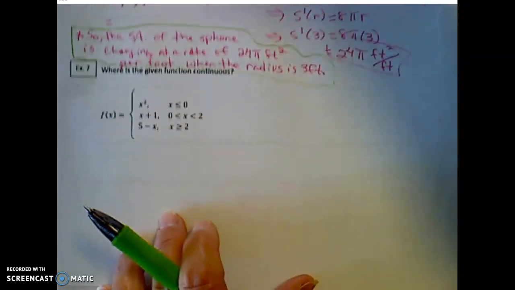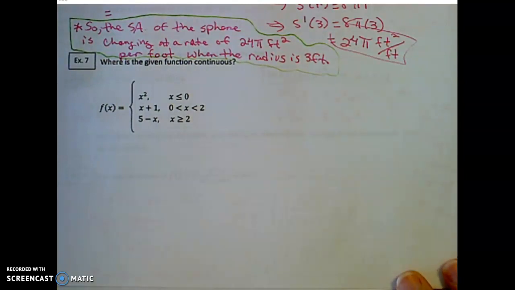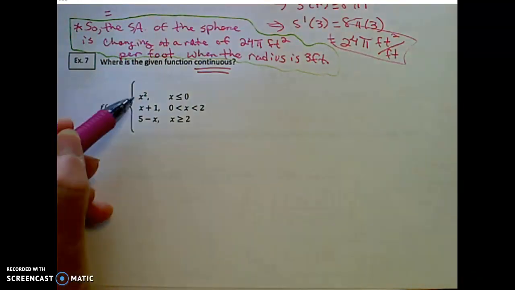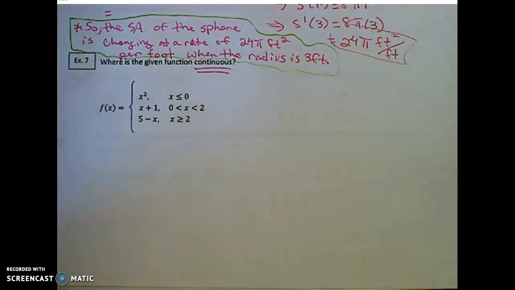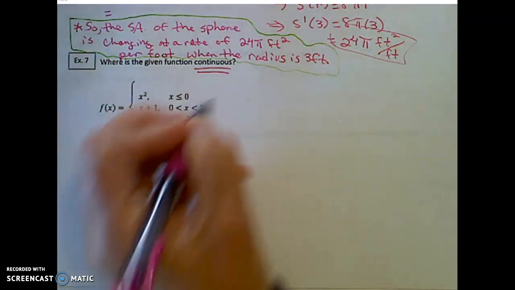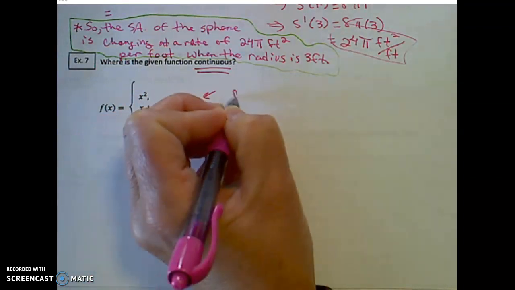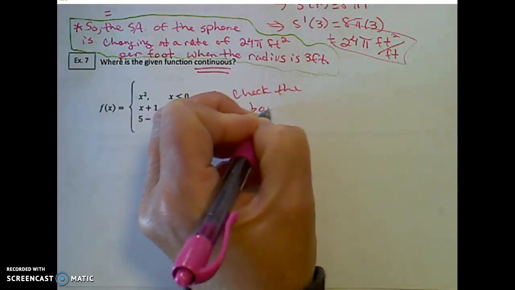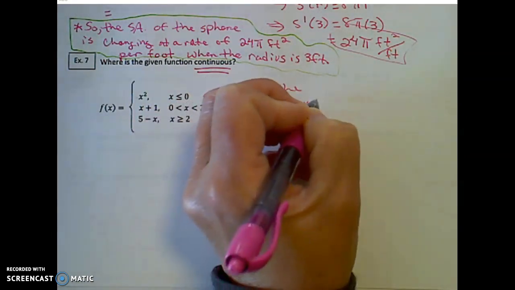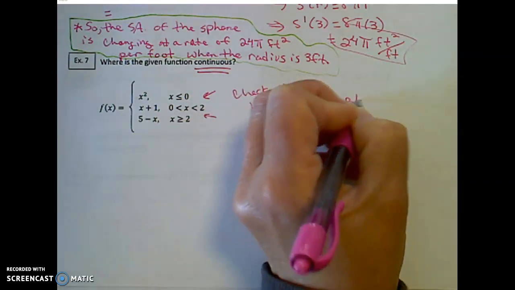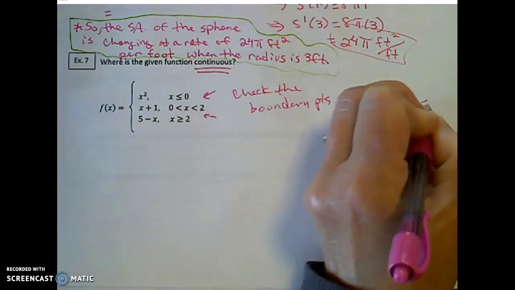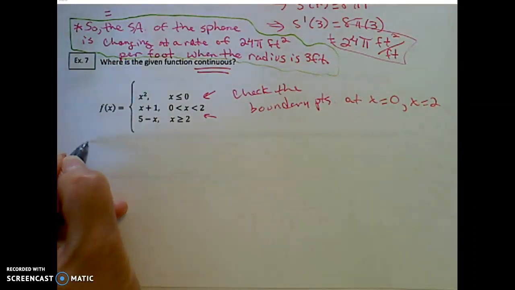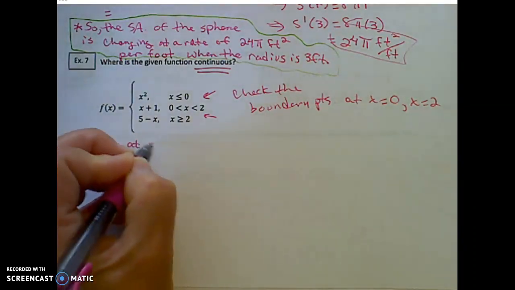Alrighty, as we continue starting to review this chapter, where is this function continuous? Try to remember when a function is continuous. And all of these are nice functions, quadratic, linear, linear, so they're continuous everywhere except possibly at those boundary points where things change in that piecewise function. So specifically, I'm going to check the boundary points and see if that function is continuous at x equals 0 and at x equals 2. First, I'm going to check at x equals 0.